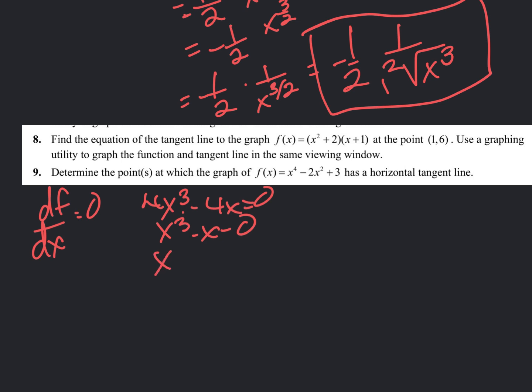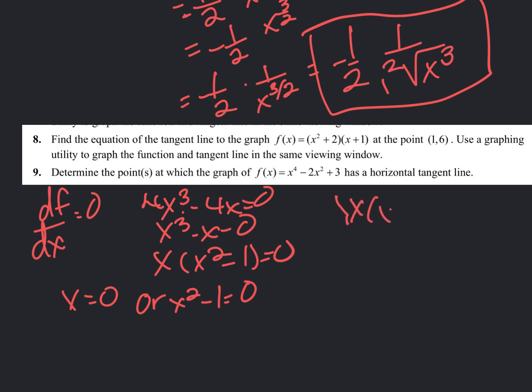We're also factoring as well. X times x squared minus 1 equals 0. Where x can equal 0, or x squared minus 1 equals 0. Also, x minus 1 times x plus 1 equals 0. So x can equal 0, x can equal 1, or x can equal negative 1.